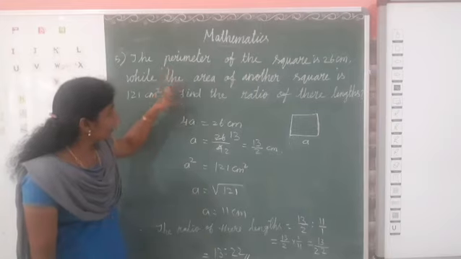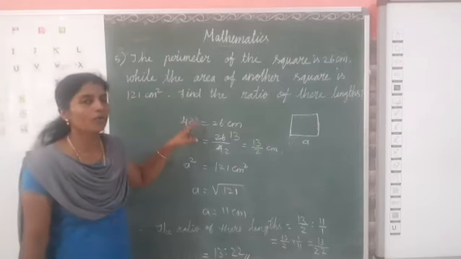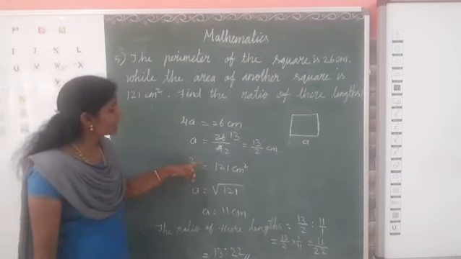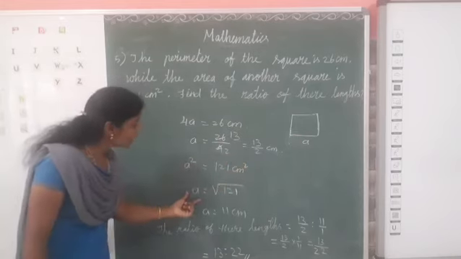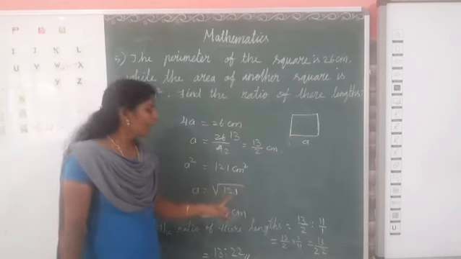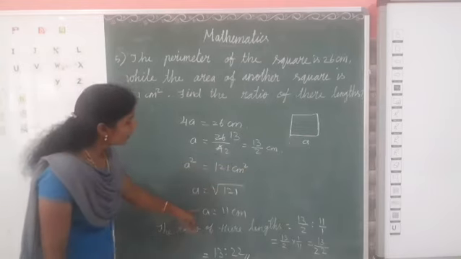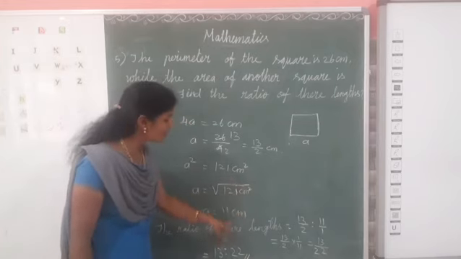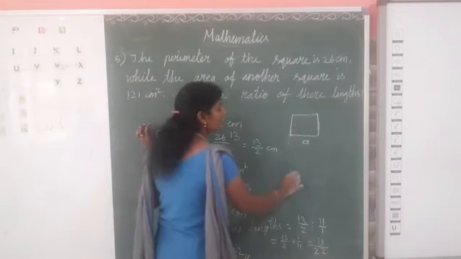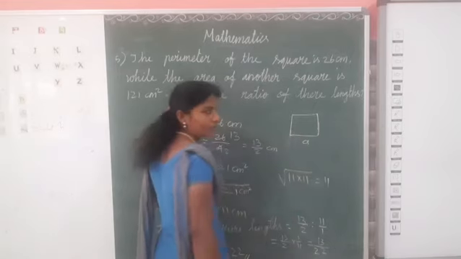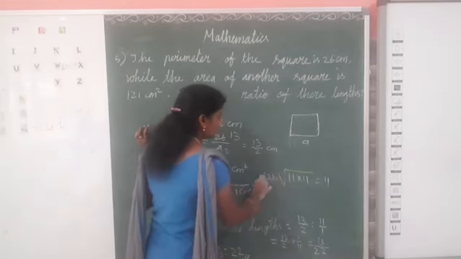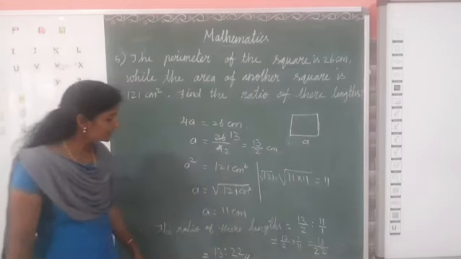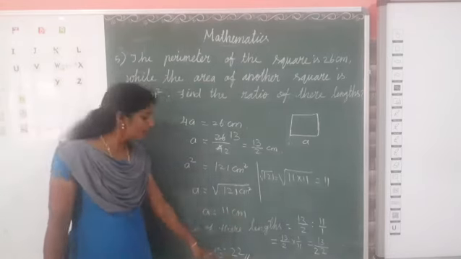Are you clear? First they are given what is the perimeter of the square. Perimeter of the square formula 4a. Now we need a. So 26 divided by 4, that is 13/2 centimeter. Then a square is equal to, that is area, 121 centimeter square. What is a? Square root, isn't it? Square root of 121 centimeter square, outside centimeter only one time. 121 means 11 into 11, so square root of 121 is 11. Only one time 11 centimeters. So that ratio is, now we can simplify it, 13 is to 22 is the ratio of their lengths.